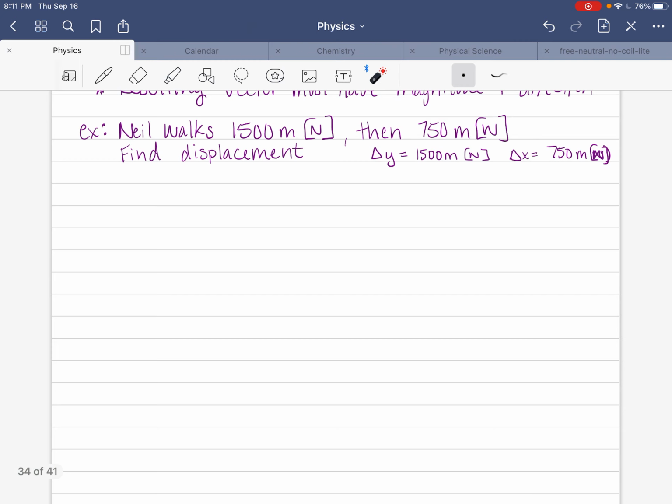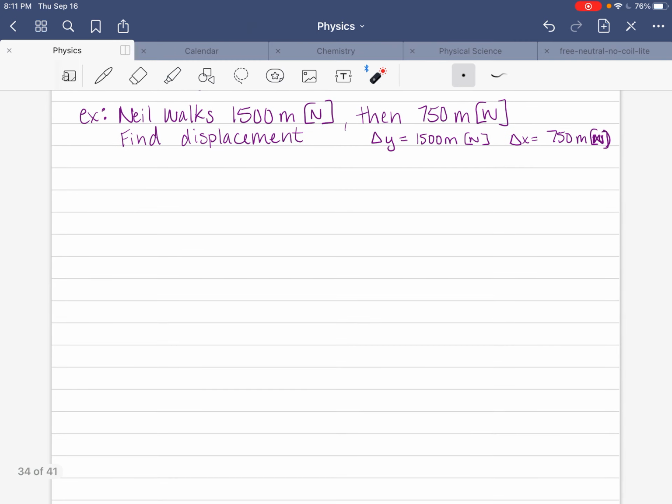In this example, Neil walks 1,500 meters north, then 750 meters west. We're going to find his displacement. The key aspects here are that our y component is 1,500 meters north, so in the positive direction, and our x component is 750 meters west, or in the negative direction. I'm going to start by drawing my components. My y is 1,500 meters to the north, and then my 750 meters is going towards the west.